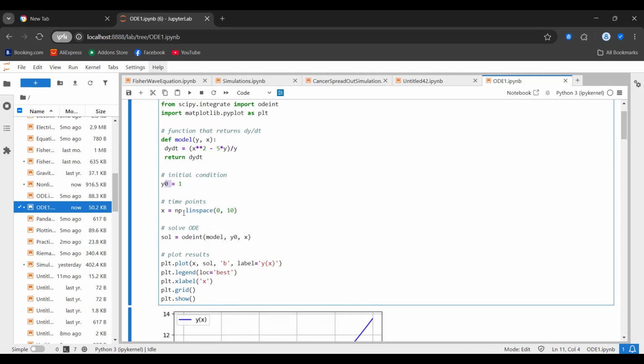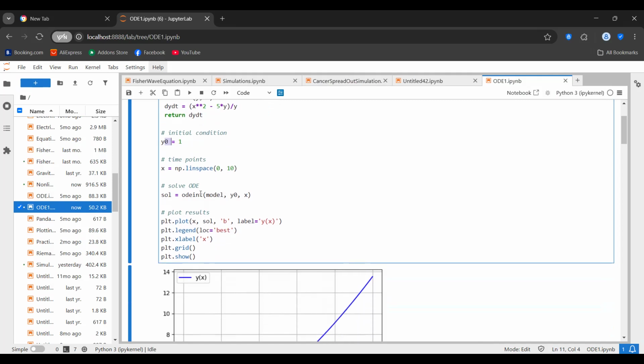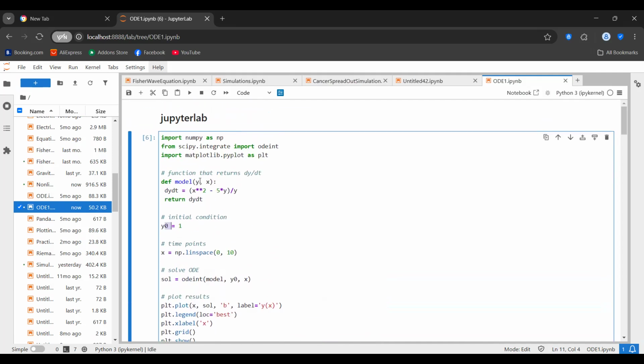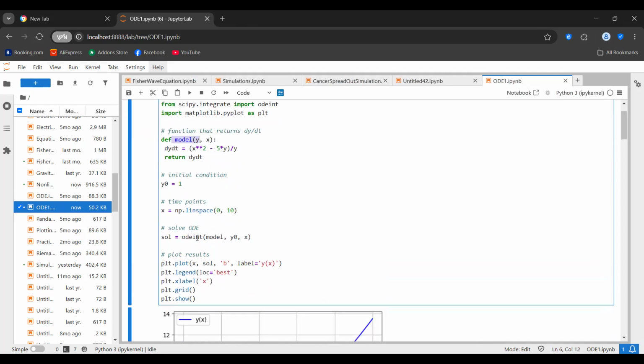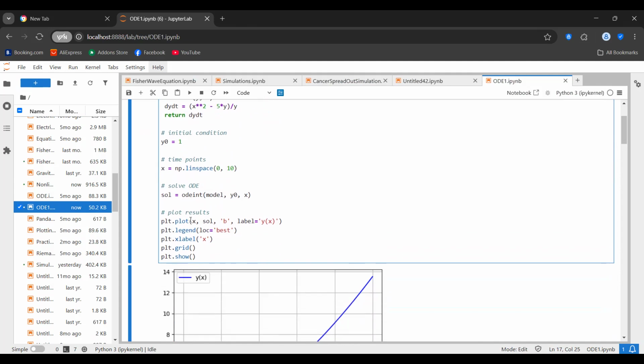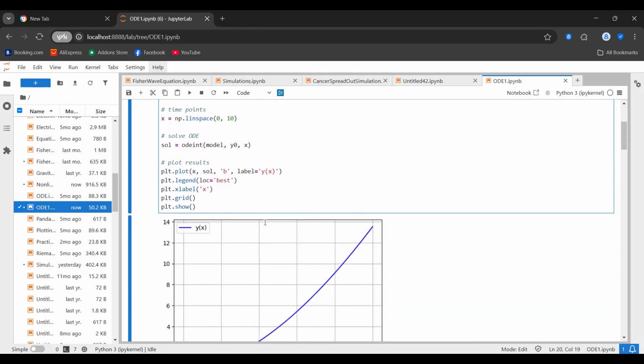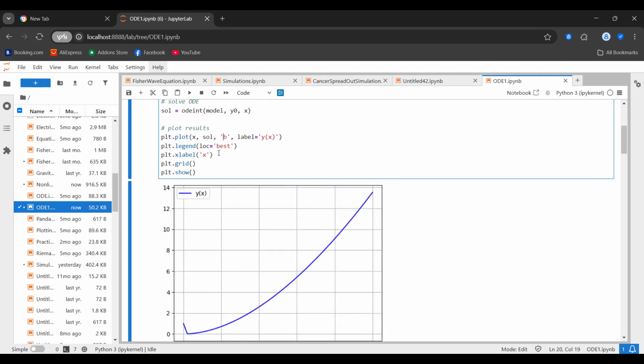So we have numpy linspace from 0 to 10. Our ordinary differential equation here is the model. We start with y sub 0 equal to 1, then we have the values of y from 0 to 10. So we have to plot the x and the solution here. The b here means the color is blue. Then we have the label y of x. Then we have the legend, best location.